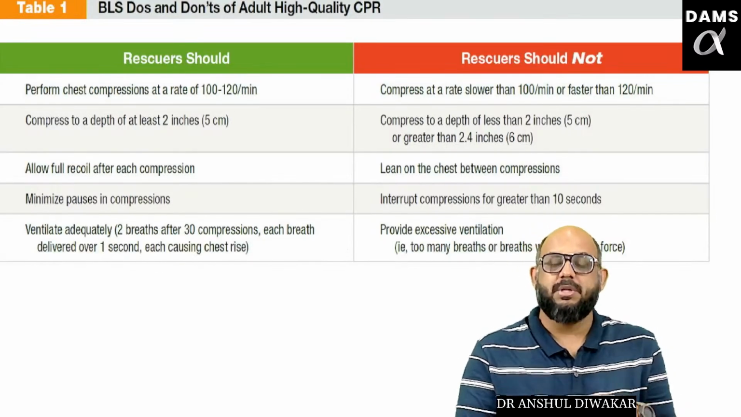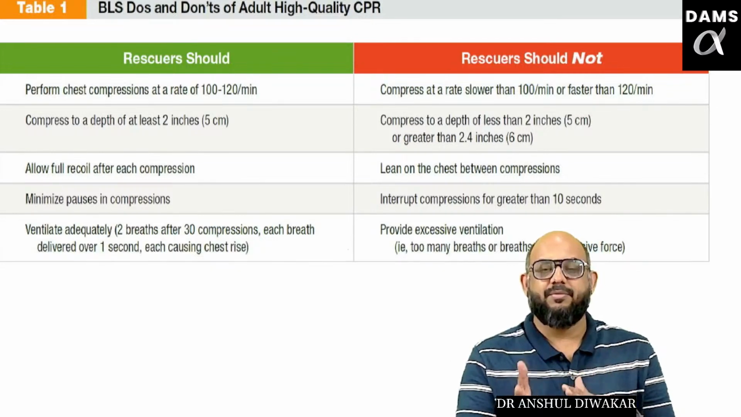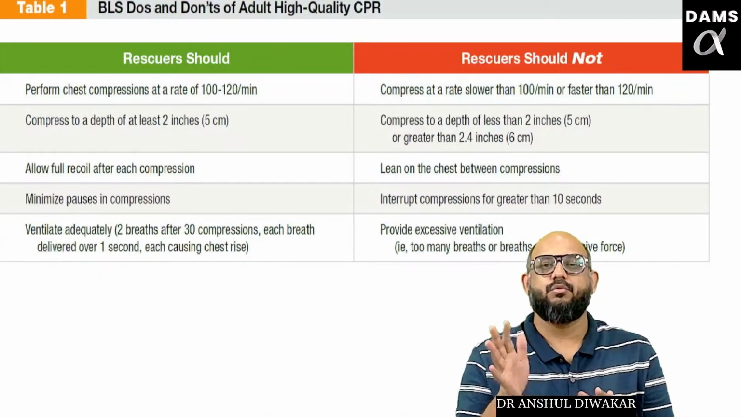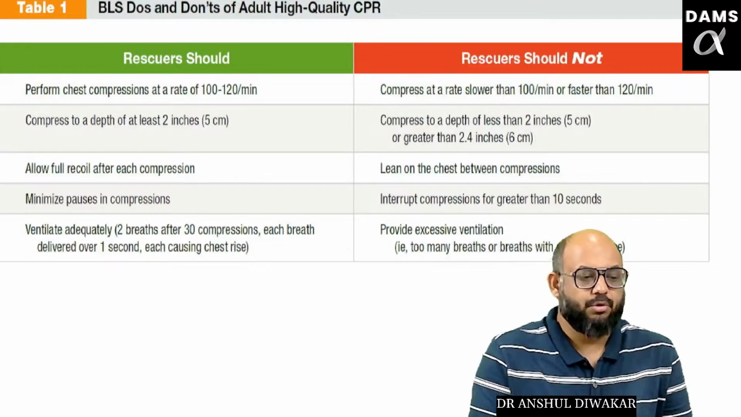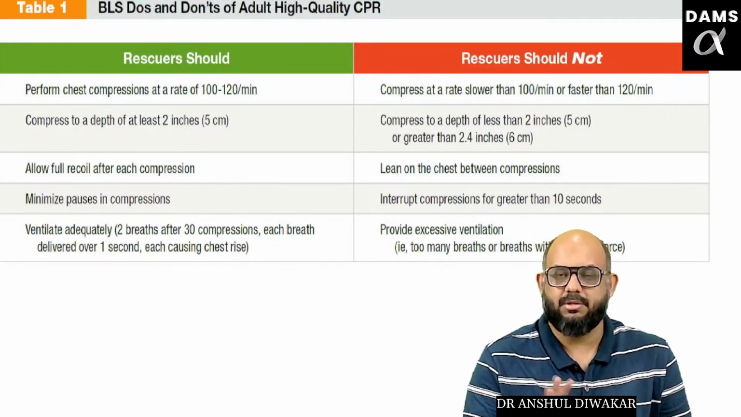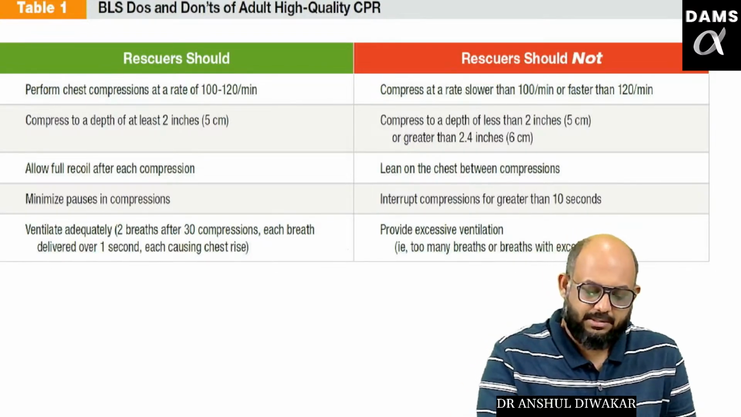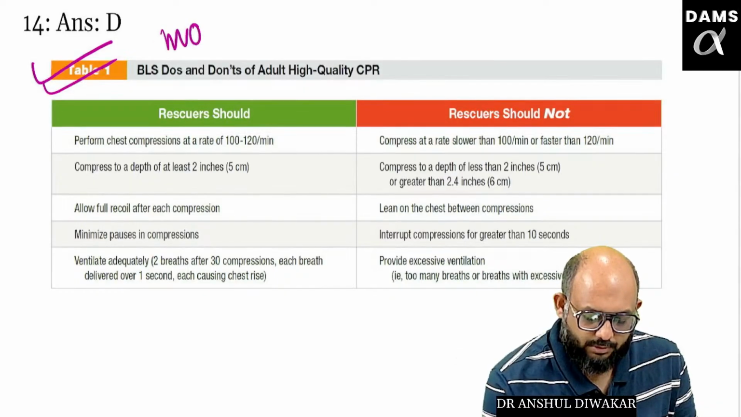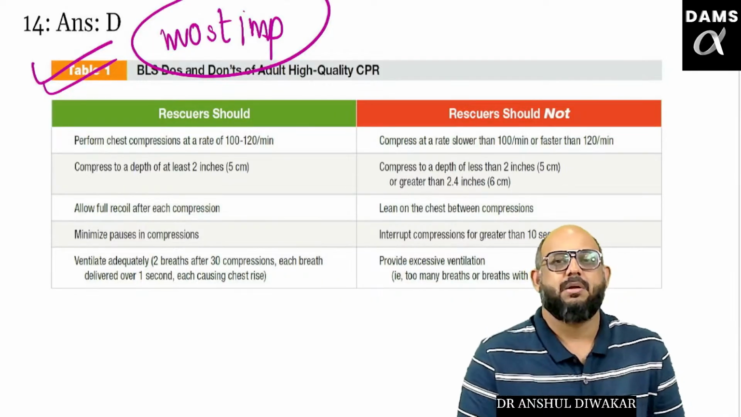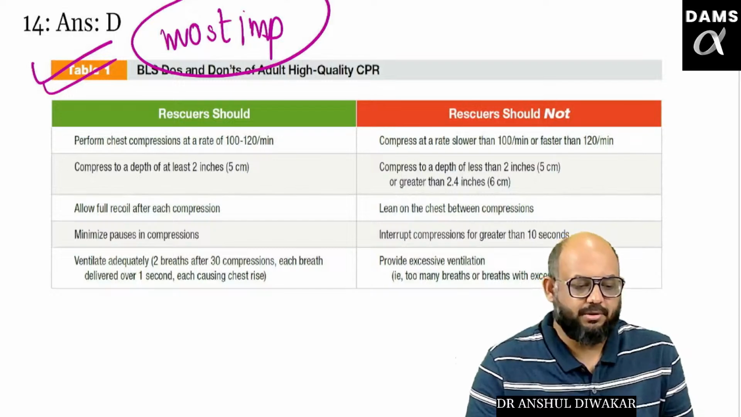Do not pause compressions. Minimize the pauses to less than 10 seconds. And ventilate adequately. That is, for every 30 compressions, give 2 breaths. Do not over ventilate the patient. Understood? So that is 5 do's and 5 don'ts. And this is, I think, by far the most important question that is going to be asked. It's like a sure shot thing in the exam. So this is the real MIQ. Most important question in your exam.